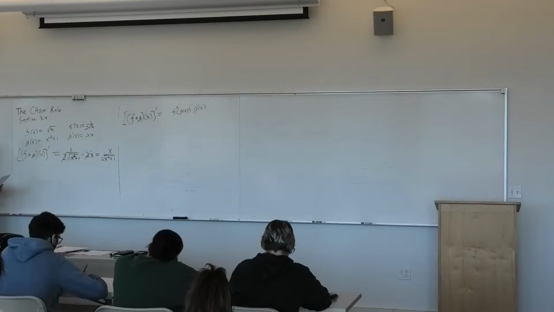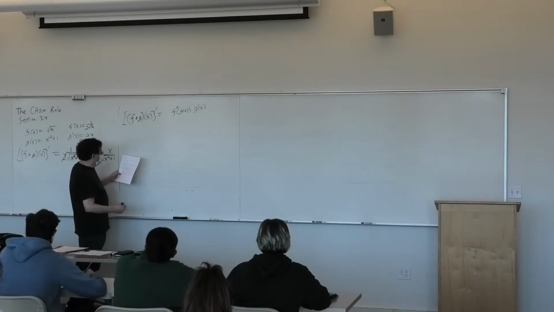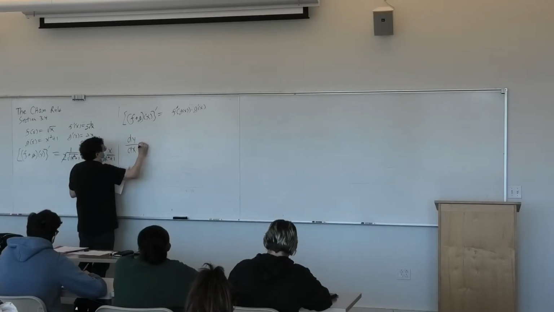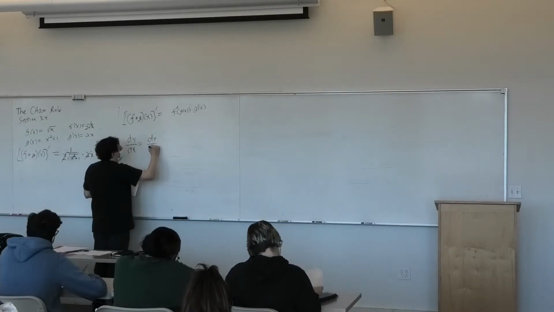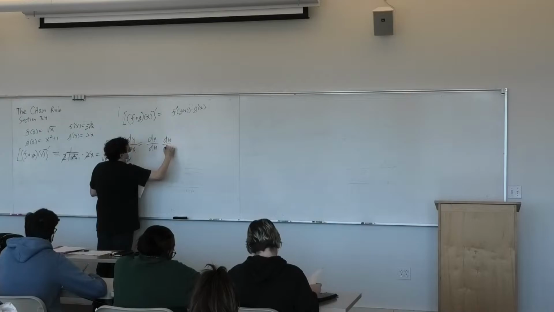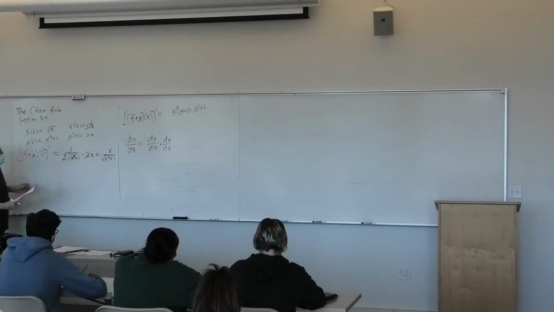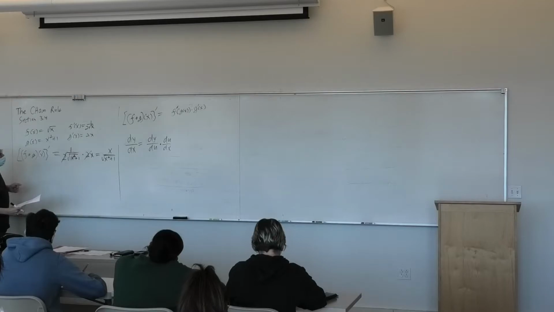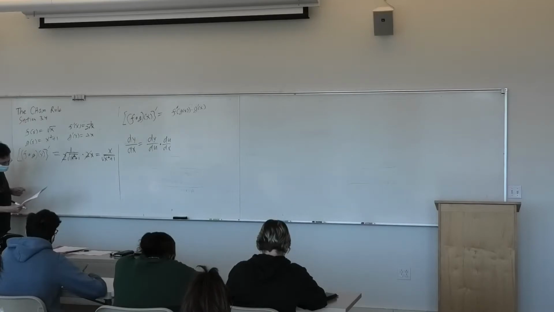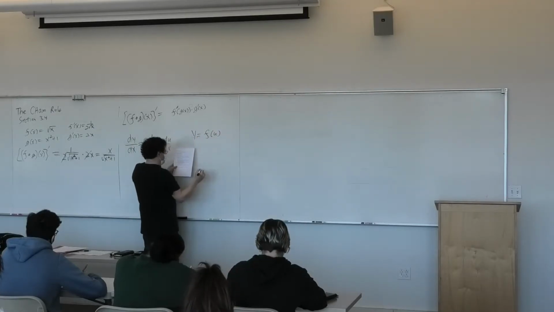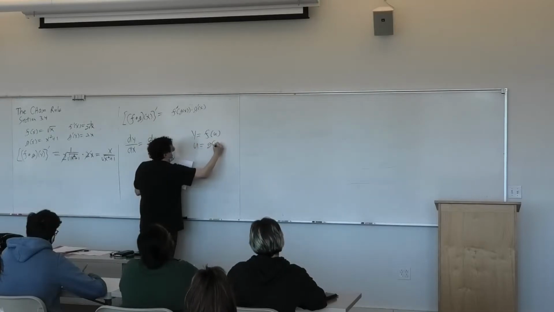Okay. Why do we call this the chain rule? Well, if we write this in Leibniz notation, we would write it this way: dy/dx equals dy/du times du/dx, where we have y equals f of u, and u is equal to g of x.